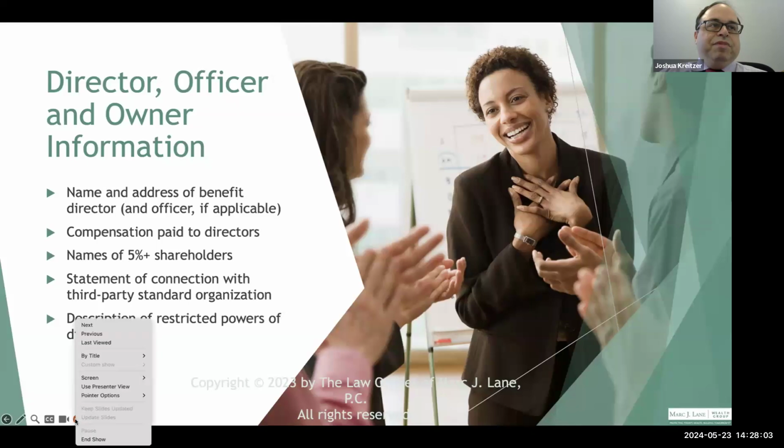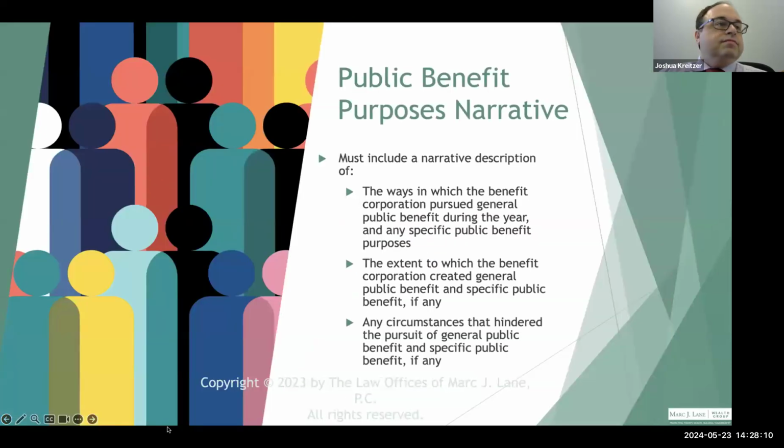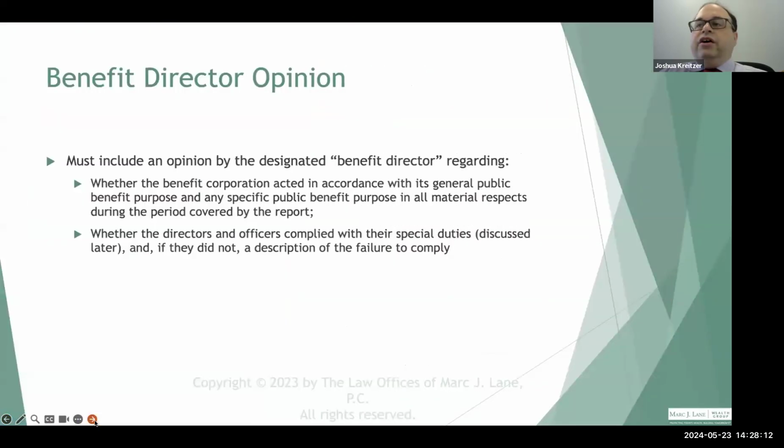And I will skip back here a second. The benefit director is essentially an independent director responsible for preparing the annual benefit report. Illinois requires a benefit director. Many states make it optional. There's also the opportunity in Illinois to have a benefit officer. The idea is that this person would be in charge of fulfilling the company's mission of social purpose.